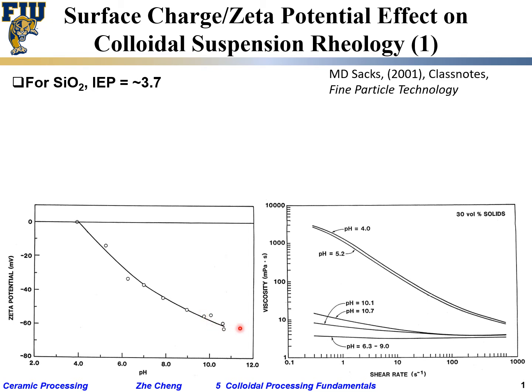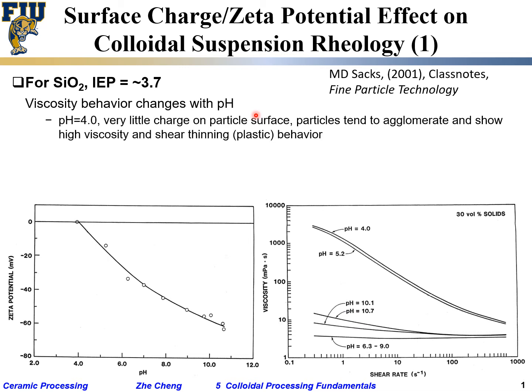And this is the measured viscosity versus shear rate, or shearing strain rate, unit 1/second. This is viscosity. Okay. So let's first see that viscosity behavior clearly changes with pH from this plot, where pH 4, pH 6 to 9, pH 10. And then let's first see when our pH is around 4, where is it on this plot?